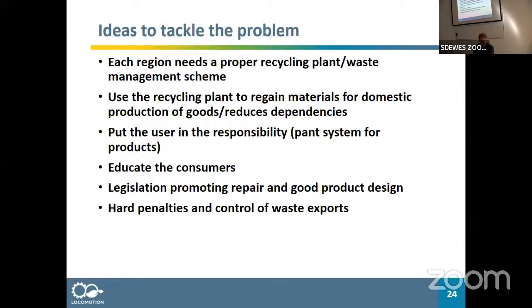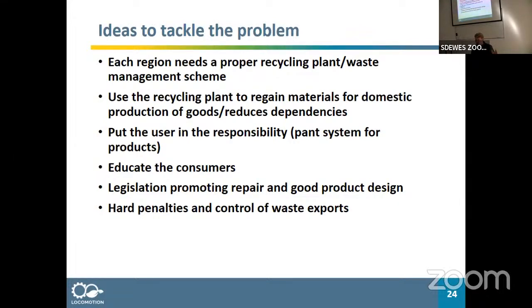So the ideas to tackle the problem, we started already on that, is the need for a recycling scheme in most of the countries, then use the recycling plant to regain the materials on a domestic level and distribute the materials on the domestic level again, so you can avoid scarcity in certain regions by harvesting these materials out of the things that enter your country as products already. And then put the user in the responsibility.